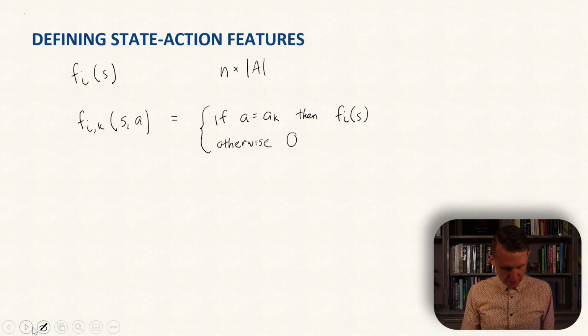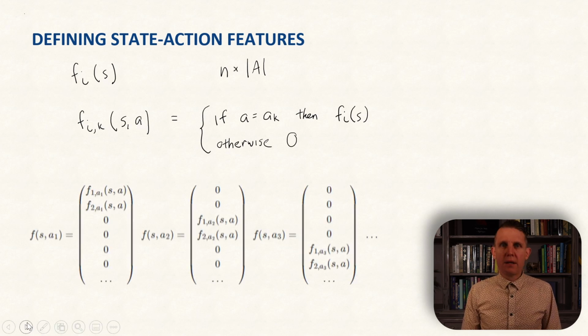This effectively results in different weight vectors, one for each of the actions. We can see here that we have one for state A1 that simply extracts the feature values, let's say 1 and 2 if we only had 2 feature values for that state, and otherwise returns 0 in the vector. And then for action 2 we have these two and 0 and 0, and for action 3 we have all of these 0 and we extract the feature values for these.